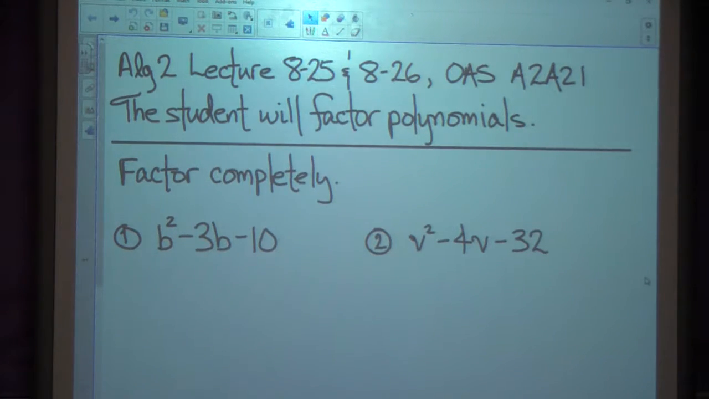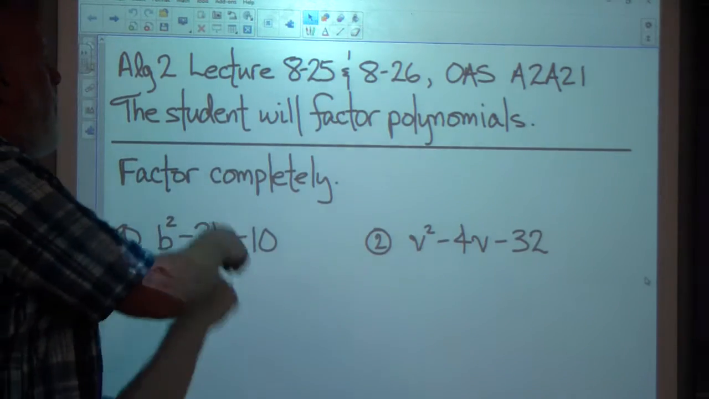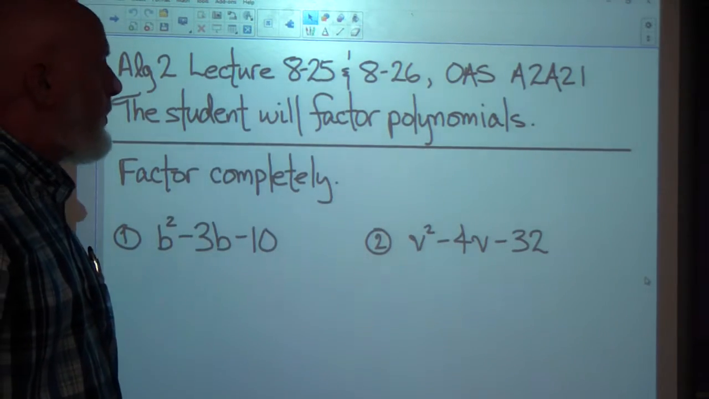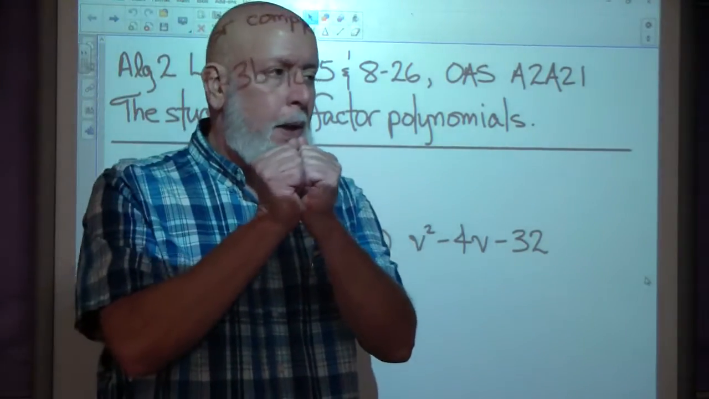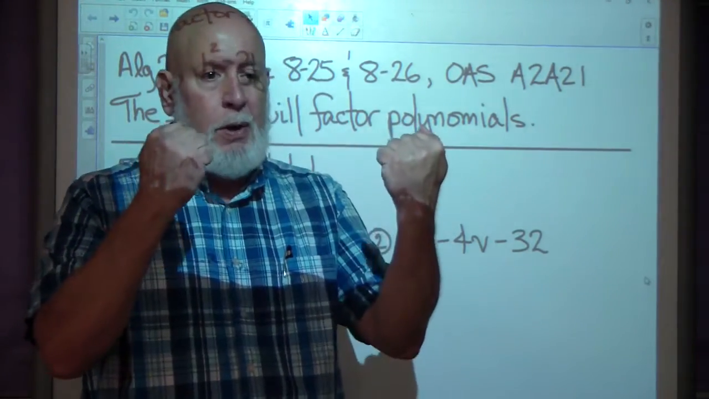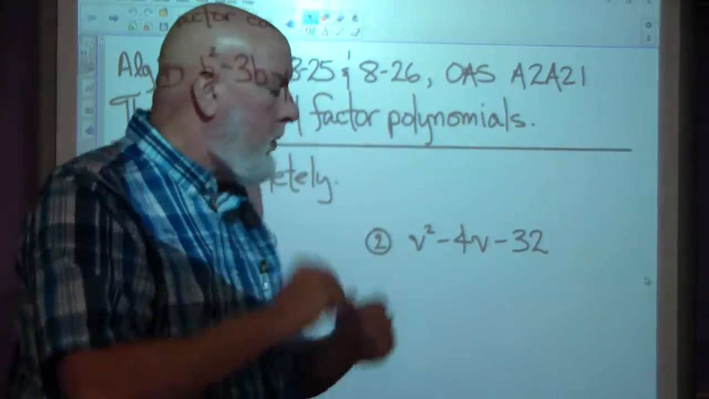This is Algebra 2, Lecture 825 and 26, Standard OAS 821. Student will factor polynomials. That's what we're going to do. Now factoring just means taking something and breaking it up into two parts or more, such that if you multiply those two together, you'll get what you started with.